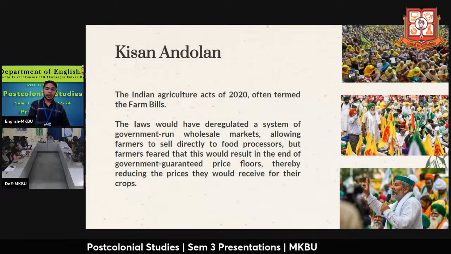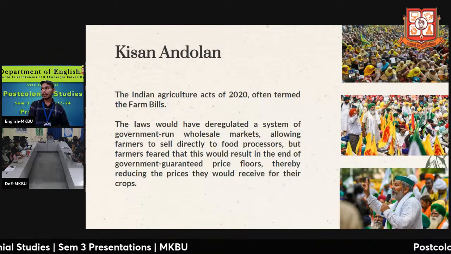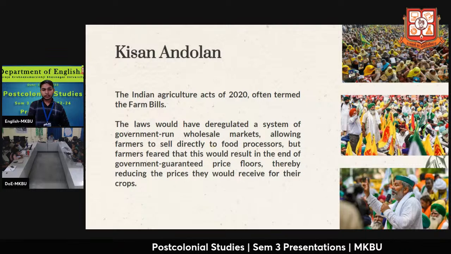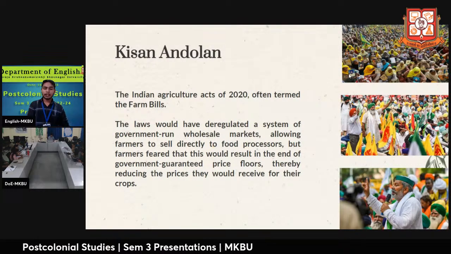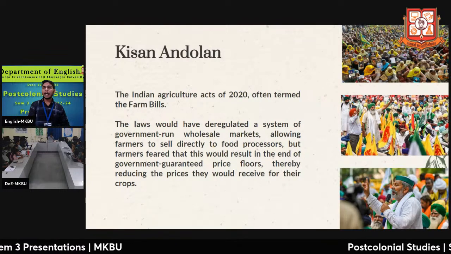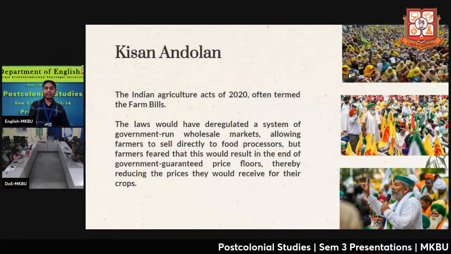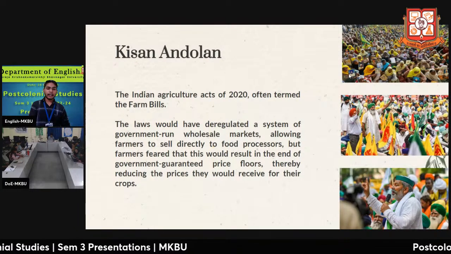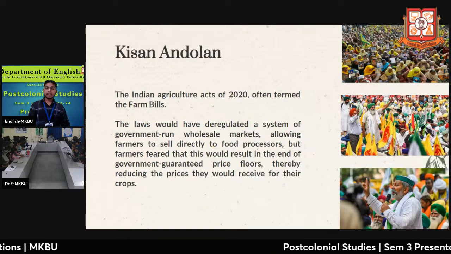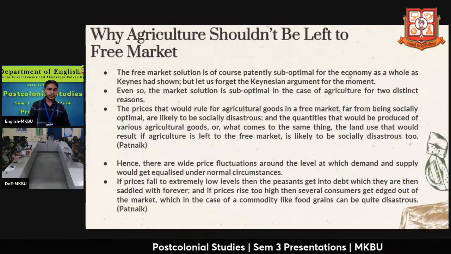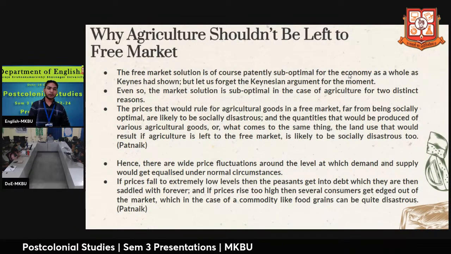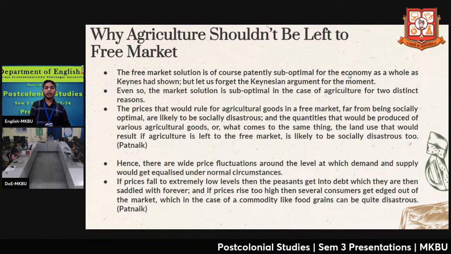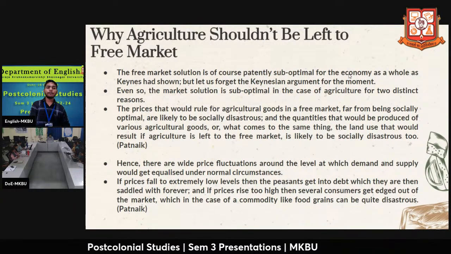So in this bill, there was no guarantee that it will only benefit the farmers. Rather, it will create only growth for those who will be in the position to buy the crops from the farmers, and it will reduce the guarantee, and they will not be sure if they can get the price that previously the government was giving to them. In that light of the farmers' protest, we can say the concern about why agriculture shouldn't be left to free market.